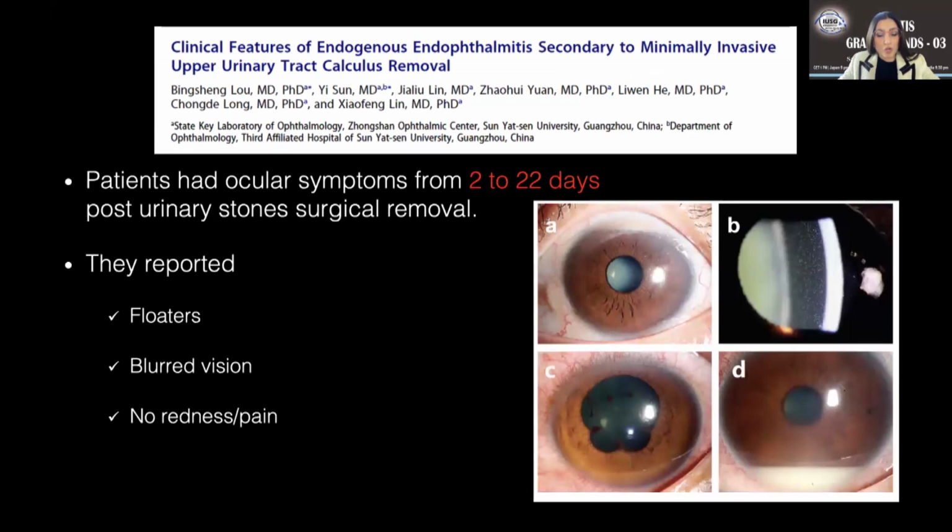According to this study from China, there were 17 cases in 12 patients of endogenous endophthalmitis after minimally invasive upper urinary tract calculus removal. The patients' ocular symptoms manifested from day 2 to 22 post-surgery. Patients reported floaters and blurred vision, while the redness and pain were absent.